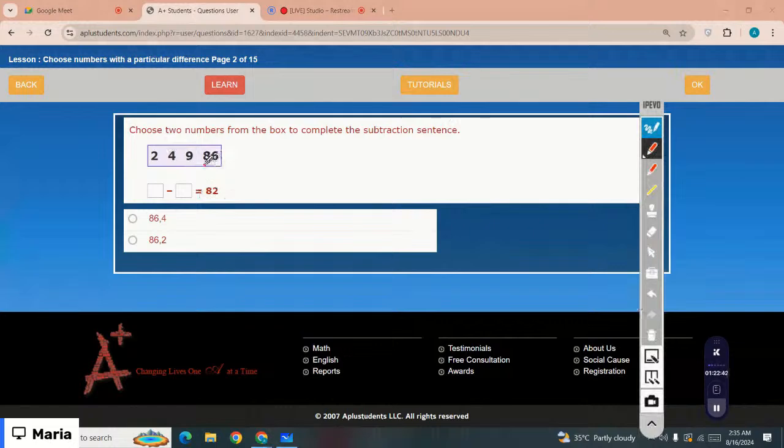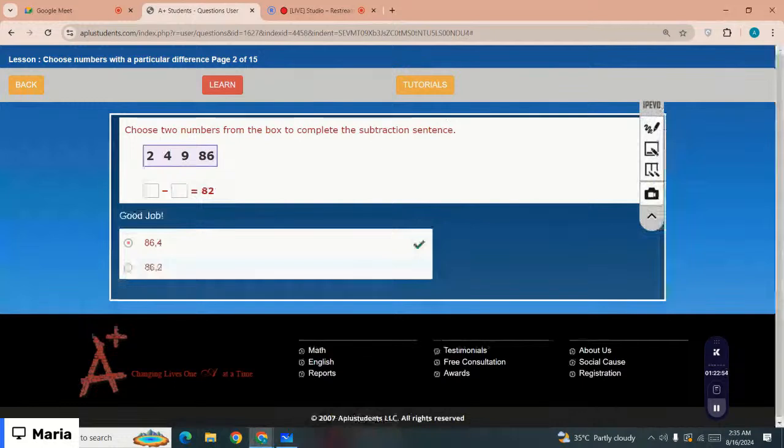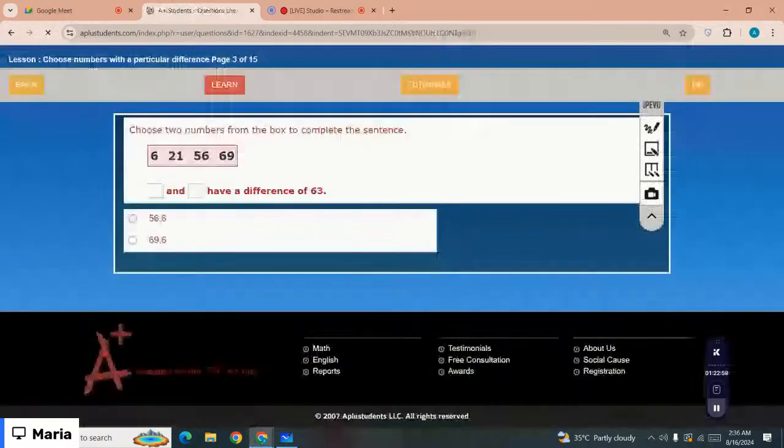That is 86 and 4 is the correct option. 86 take away 4 is 82. So option number 1 is the correct option. Box to complete the sentence. Dash and dash have a difference of 63. So which is the correct option?